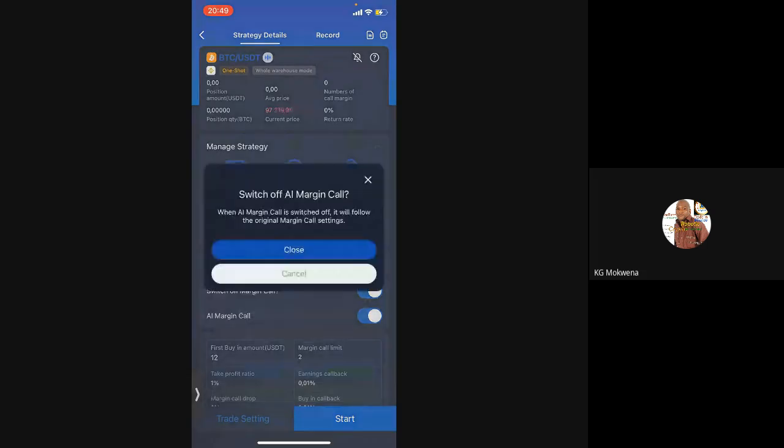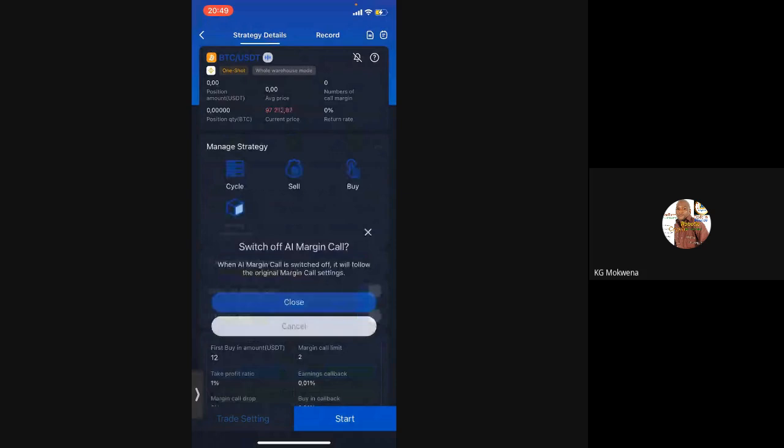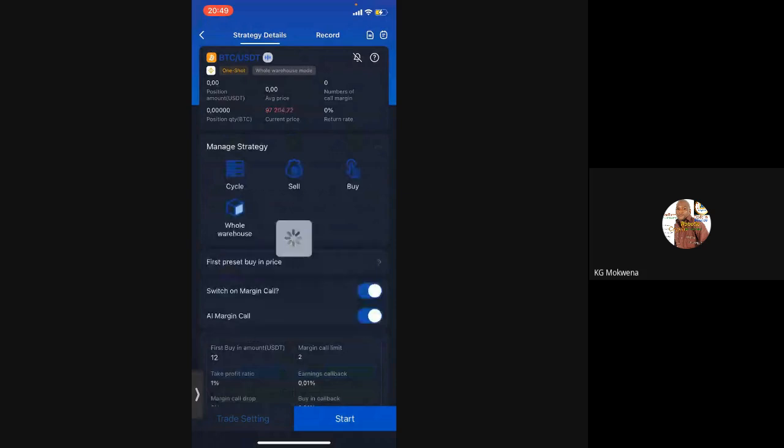And with the small amounts, it's good to have it on, but we are not in a bear season yet. So we can switch off AI margin call. We'll have time to talk about all this. So now, margin calls are already on. Where it's written switch on margin call is in blue, so we are okay with it.